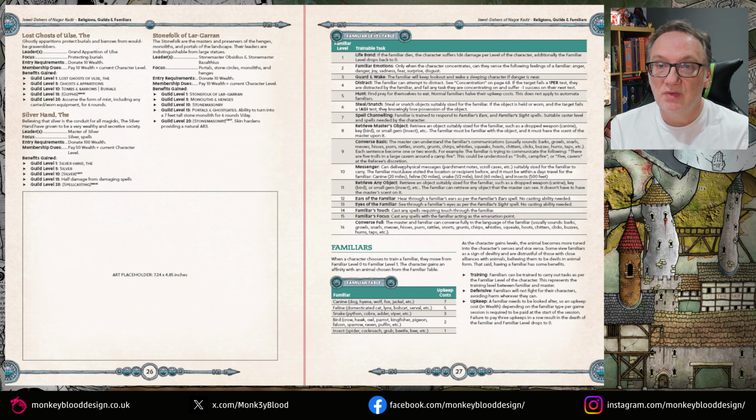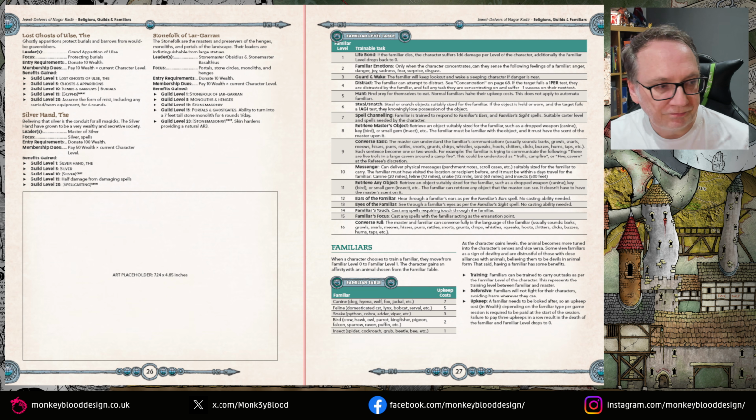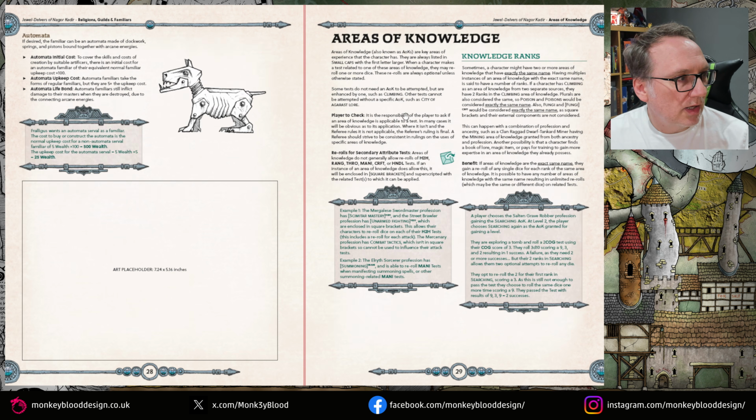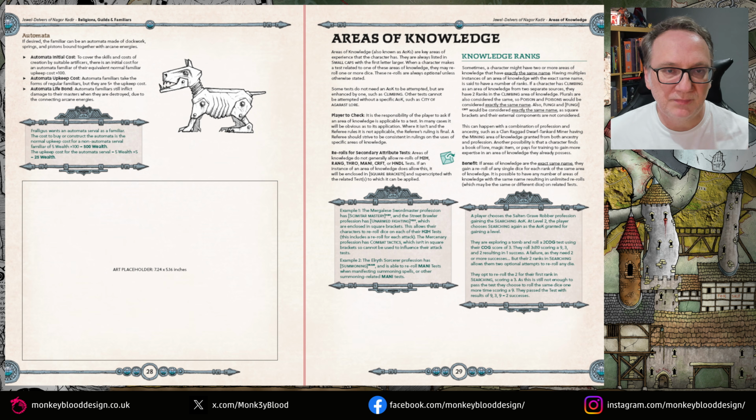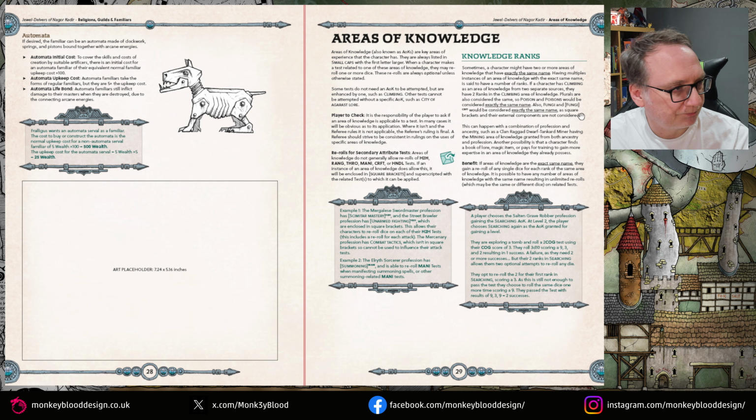You can have at level 8 familiar level retrieve the master's object. So, you know, you can train your familiar to go and do things for you. You can eventually see through your familiar's eyes and hear through your familiar's ears. You can also have familiars that are automata as well. So they have a much higher upkeep cost because you've got to keep them going. But I just thought that was cool. So why not?